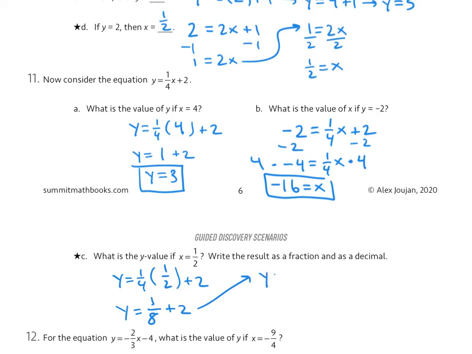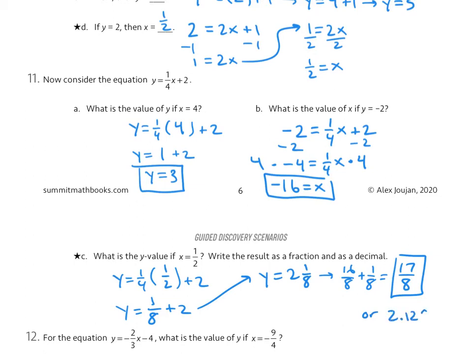That's 2 and 1/8. If I want to write that as a fraction, I can write it as an improper fraction. Well, 2 is 16/8. So this is really 16/8 plus 1/8, or 17/8. That is 2 and 1/8 as a fraction. As a decimal, you can use a calculator and do 17 divided by 8.